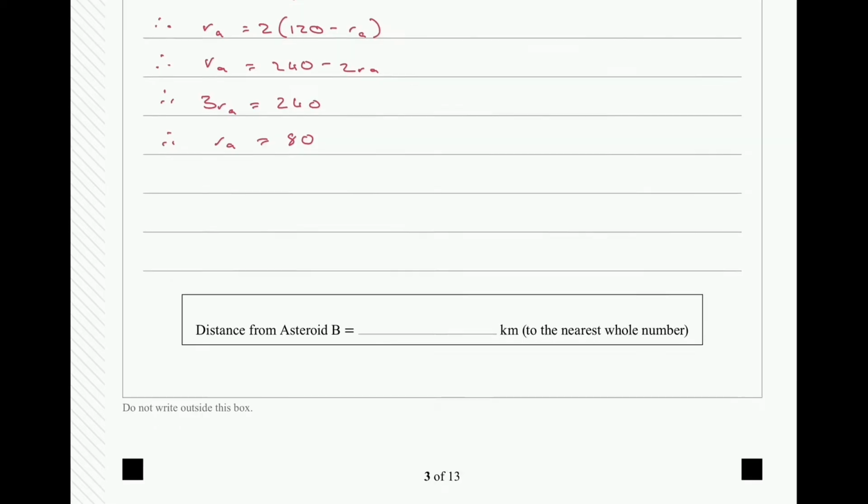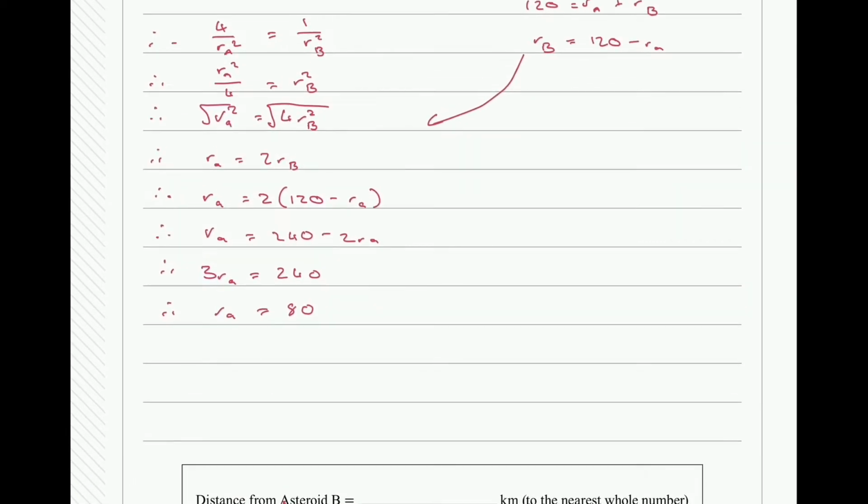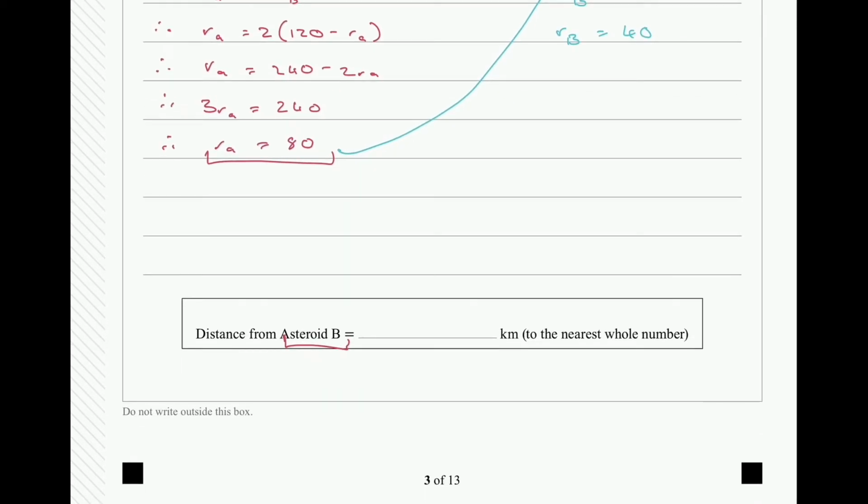And so remember, our question was distance from asteroid B. So for distance from asteroid B, we're going to substitute our RA value back in up here because that's going to get our RB. So RB is equal to 120 minus our RA value, 80. RB is equal to 40. Now remember, the units we were working with here, we were working with kilometers for our R's, so it is going to be 40 kilometers.